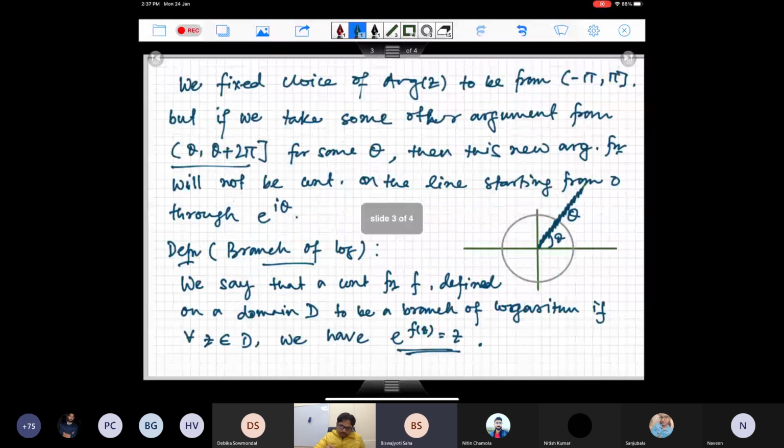So what is a branch of logarithm? A branch of logarithm is a continuous function defined on some domain D such that for all the points in that domain, e power f of z should be equal to z. Clearly we understand that for sets of the form D equal to C minus 0, such kind of sets cannot have a branch of logarithm defined on that set.